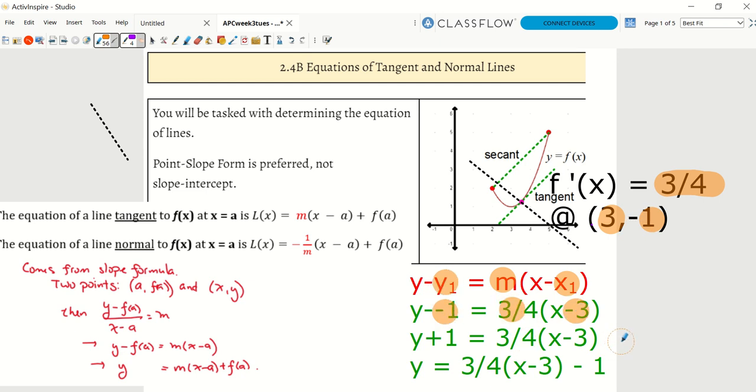The double negative turns to positive, we keep the right side the same, and we subtract 1 from both sides. And if you want, you can distribute the 3/4 to the x and -3, and then combine like terms with the resulting -9/4 and -1 to truly get a y equal to mx plus b equation of a line.